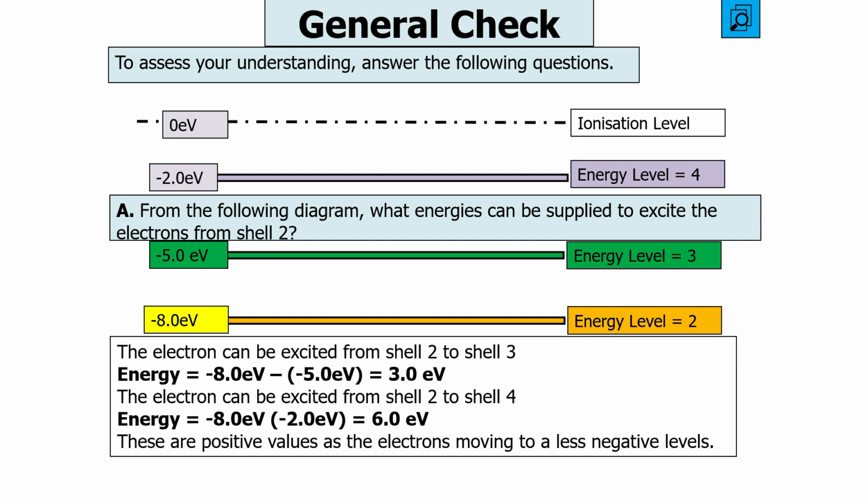From the following diagram, what energies can be supplied to excite the electrons from shell 2? So our electron can be excited from shell 2 to shell 3. So minus 5 minus minus 8 is 3 eV. And then from shell 2 to shell 4, minus 2 eV minus minus 8 eV, which is 6 eV.